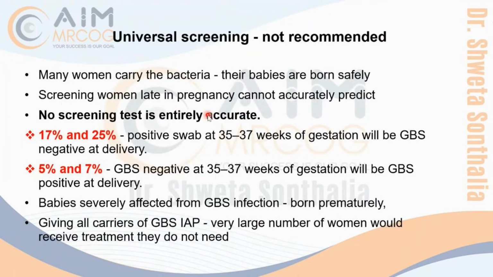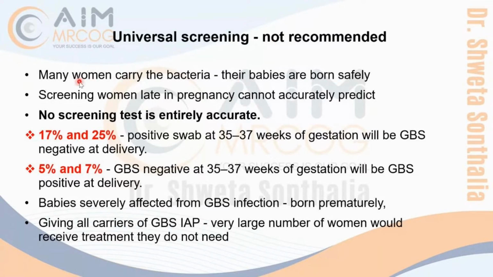Now, they don't recommend universal screening. If they are so worried, why have they not recommended universal screening? They don't recommend it because there are flaws of screening. Screening is not 100% accurate. And for preterm, the timing of screening is 35 to 37 weeks, so preterm delivery you cannot detect. These are some flaws. That's why universal screening is not recommended.